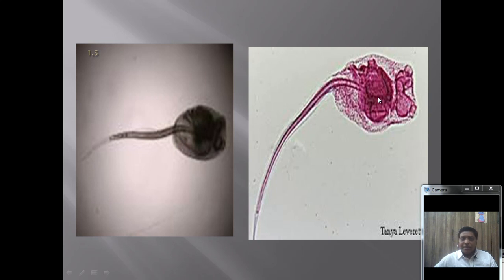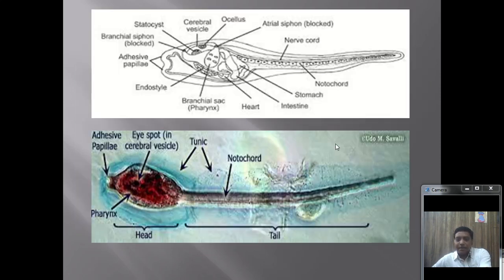This is transparent. Now, when we divide the body of this organism, this larva is majorly divided into two parts. One is called the head or trunk, and the remaining part is called the tail. This elongated portion is called the tail, and this portion is called the head. Now, this is the schematic view of this larva, and this is also a view of this larva. I put both comparable pictures here.